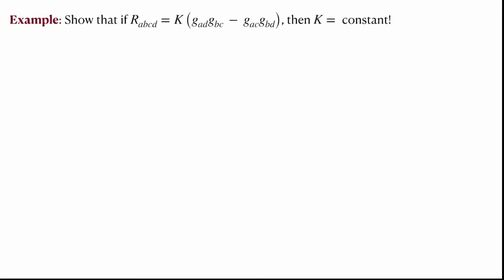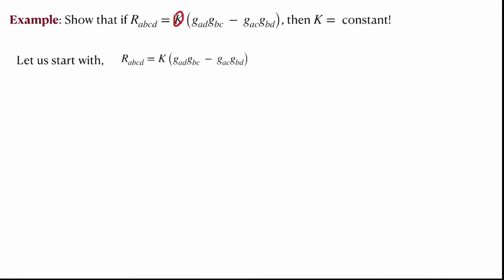Let's show that if R_ABCD is given as k into (g_AD g_BC minus g_AC g_BD), then k has to be constant. It seems to be an interesting Riemann curvature tensor, which can be purely written in terms of the metric tensor. All the constraint we get here is that k has to be constant. So that is what we have to show. Let's see how we go about showing it.